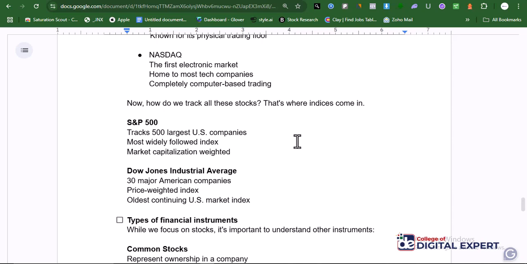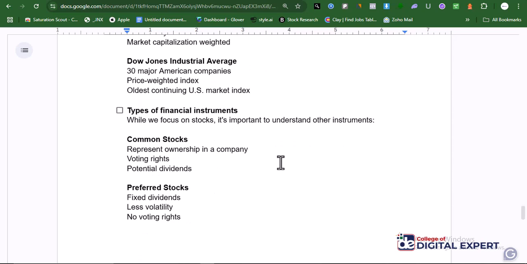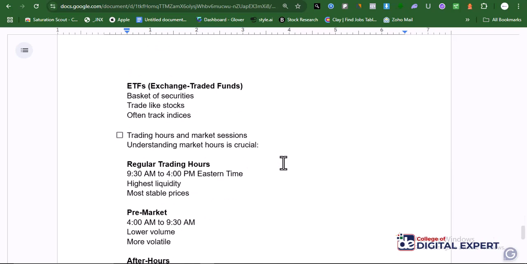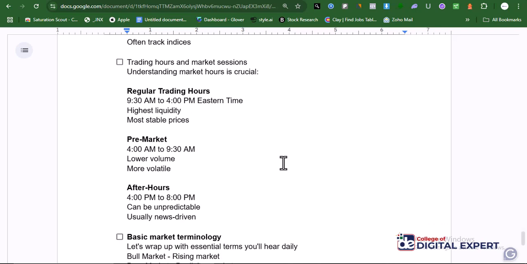We have the Dow Jones Industrial Average, which features about 30 major American companies. Their prices are weighted in the index, and it is also the oldest continuous US market index. So also we have the ETFs, which are baskets of securities for the US. The popular trading hours for the US are 9:30 a.m. to 4 p.m. Eastern time, and in Nigerian time that's 3:30. The Nigerian market closes before the US stock exchange market opens. So that's that.